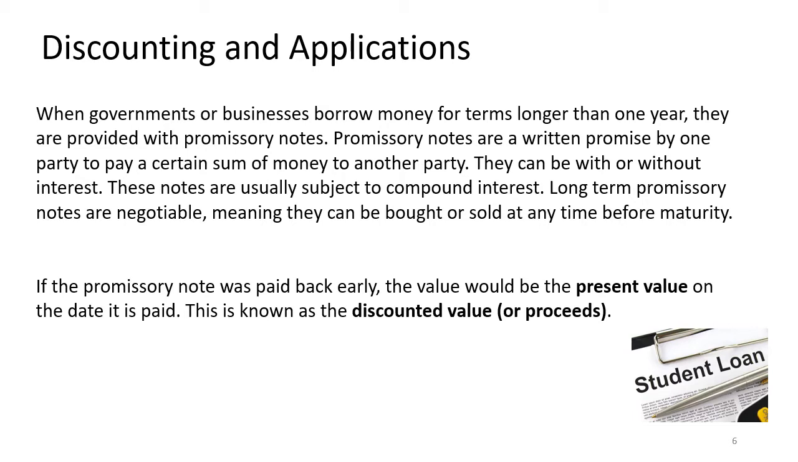Or you give them a loan, especially if it's to a business, and they owe you that money plus a certain amount of interest later on. Maybe they decide to pay it back early. If they do, you have to calculate that present value at that period in time, since it's not at the very end date. That's known as the discounted value or proceeds, and we'll use those terms interchangeably when we do these calculations.